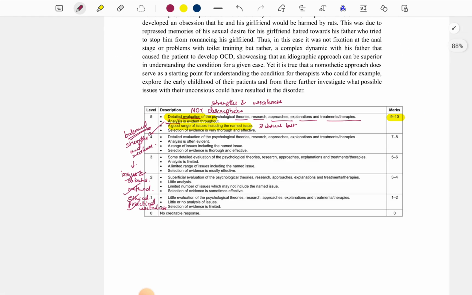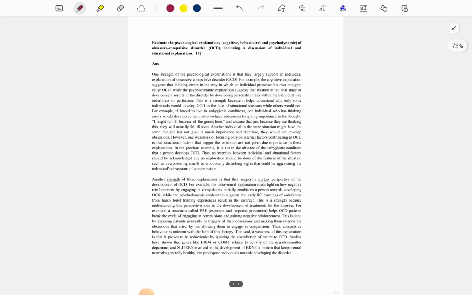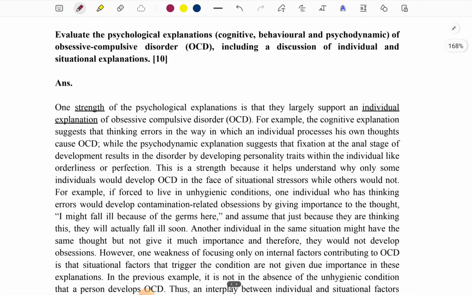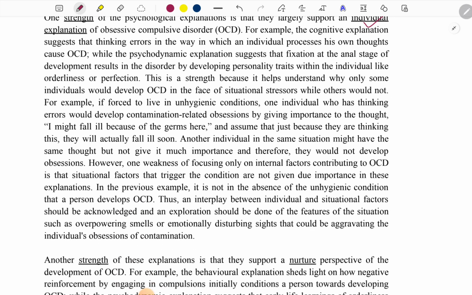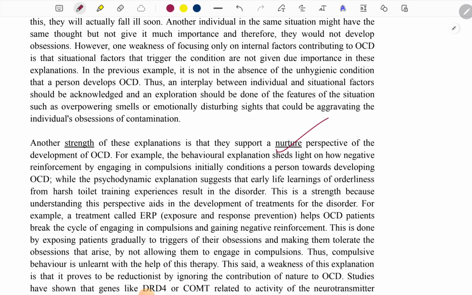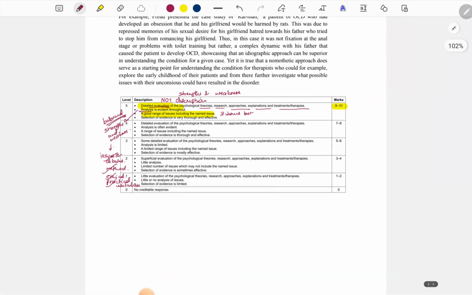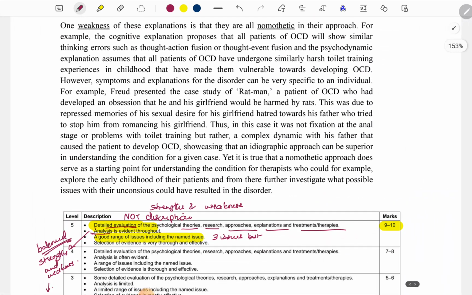So in this answer that I've written, again I'm not going to discuss in detail, but I have organized it in terms of 3 paragraphs. 1 to do with individual and situational explanations, 1 to do with nature versus nurture, and the 3rd to do with nomothetic and ideographic approaches. I have taken 3 issues. I have dedicated 3 separate paragraphs to them. In each paragraph, there is analysis. So I have covered a good range of issues.